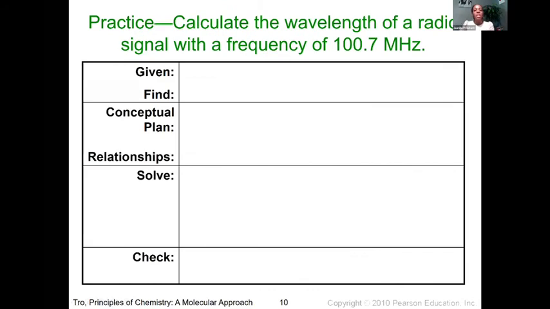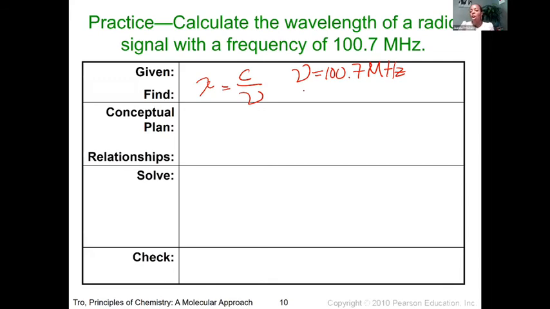The next problem says calculate the wavelength of a radio signal with a frequency of 100.7 megahertz. So again, we're looking for the wavelength, and we just saw that that formula is equal to the speed of light divided by the frequency. And what we know is the frequency is 100.7 megahertz. Remember, we also already know c as well. We know that speed of light constant, so we really should be in a position to be able to plug into our equation. But what you should notice is our units.